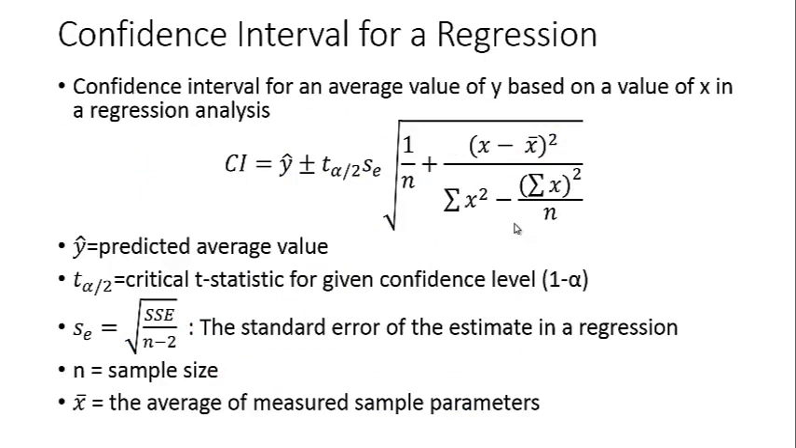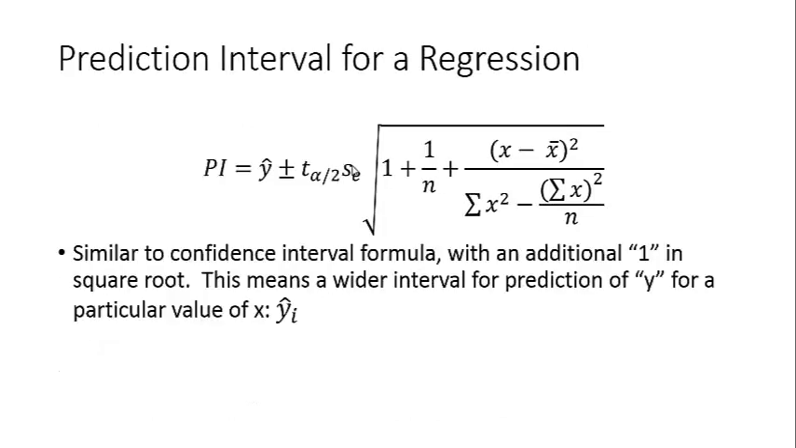If we do not have the standard deviation of the population, we use t-score, and there is a formula for estimating the confidence interval of a regression. This formula is for estimating confidence interval for an average value of y, or response, when we have a certain level of x. Prediction interval for regression is a similar formula with a difference. The difference term is here under the square root.